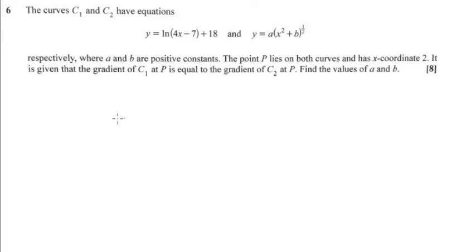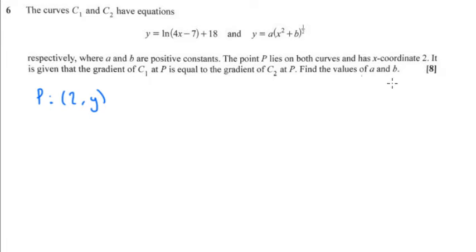Okay, question 6. Again, quite a big question, an 8-mark question. We've been given 2 curves, but with some missing values in one of the curves. It says point P lies on both curves. In other words, these curves cross at a particular point, and that point is P. And P has the x-coordinate 2. So P is (2, something). And they're on both curves.